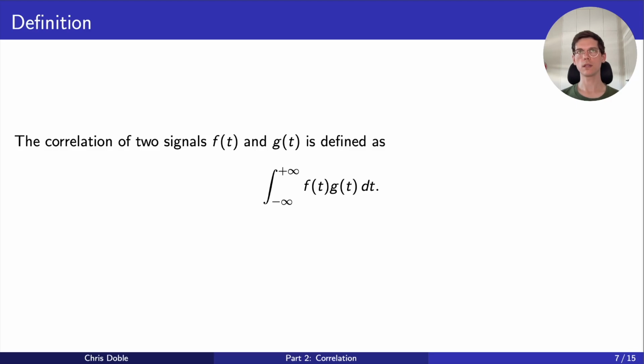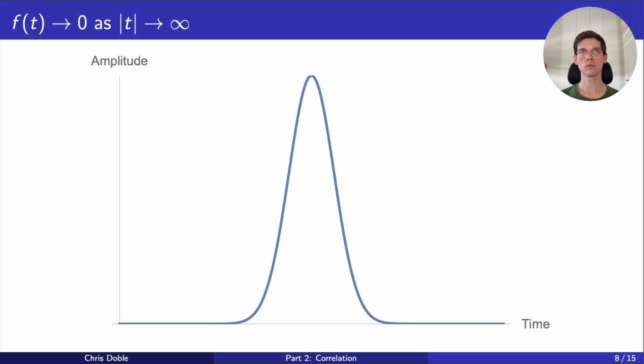At this point you might be asking, won't that be an infinitely large number? Well, if we're not careful it will be. However, we typically assume that signals go to zero when we're far from the origin, like this. That means when we're far from the origin, their product will be zero, it won't contribute anything to the correlation, and we'll be left with a finite number.